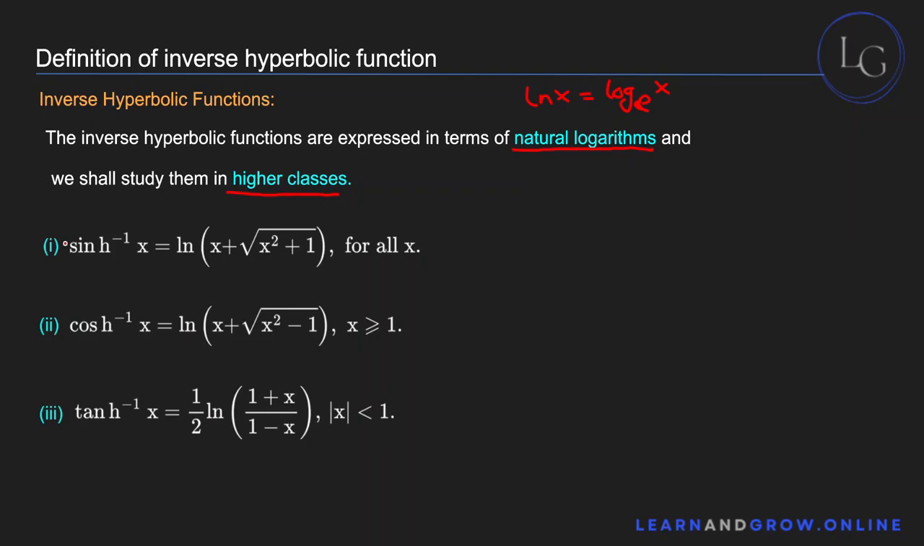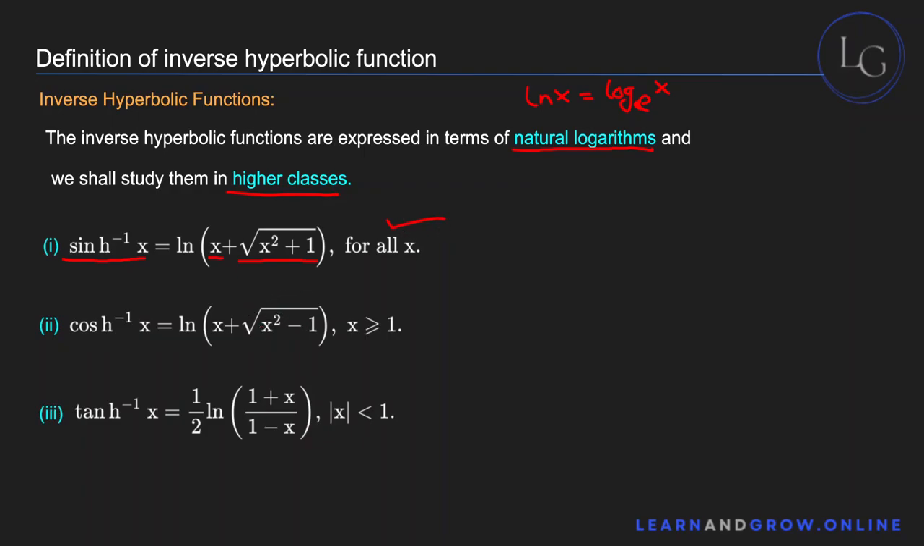Here, you have sine hyperbolic inverse of x. That is the natural logarithm of x plus under root x squared plus 1, right? And the domain of this function is all real numbers, right?